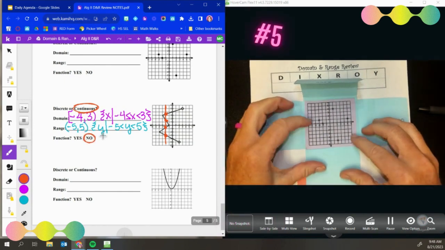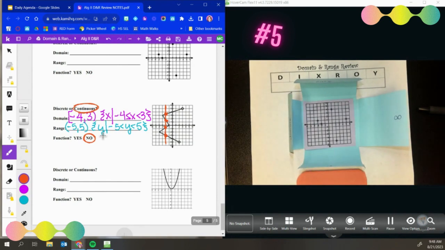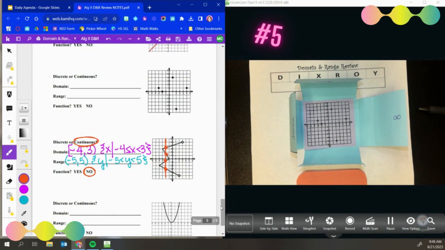All right, the last graph that we're going to be working on is this one. In your notes, it's directly above the one we just got through doing. So go ahead and find that graph for me and put it into your foldable. And we're going to talk about finding the domain and range on this one.